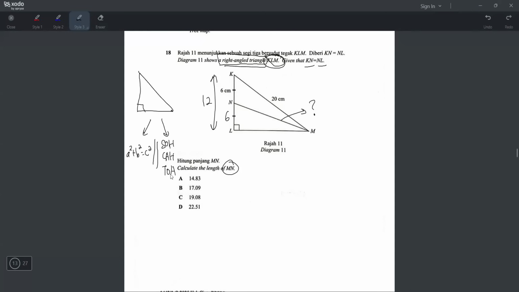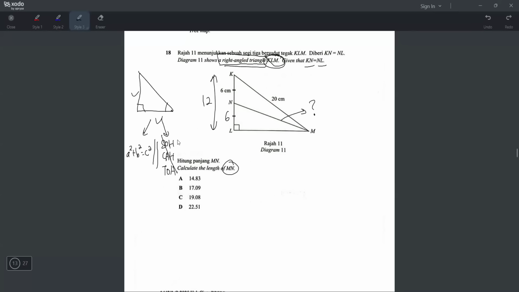SOHCAHTOA, you use it when you have angle, or maybe you want to find angle. You can use it when, let's say, you have two sides, but you don't want to find the side. You want to find the angle instead. Then you can use SOHCAHTOA. Or maybe sometimes you have one angle, one side, and you're trying to find the other side. That one also can use SOHCAHTOA. So these are the two formulas lah.